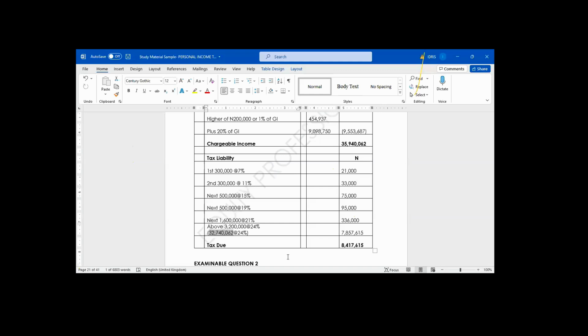At the end of the day, if we add these 300,000, 300,000, 500,000, 500,000, 1.6 million, and 32,740, what is it going to give us if we add everything together? It will give us the chargeable income, which is 35,940,062.